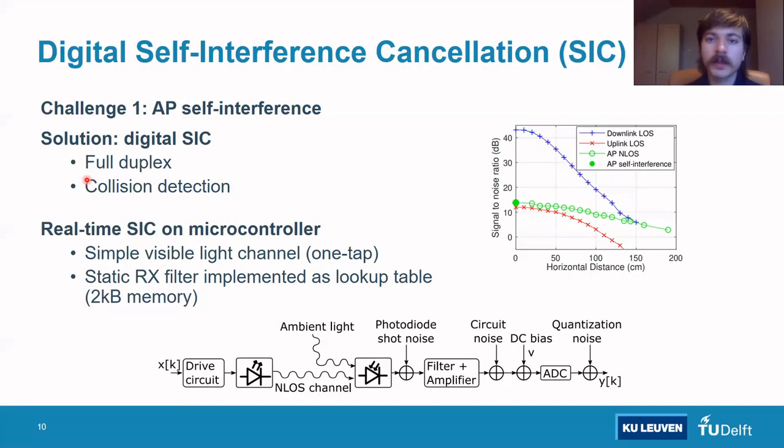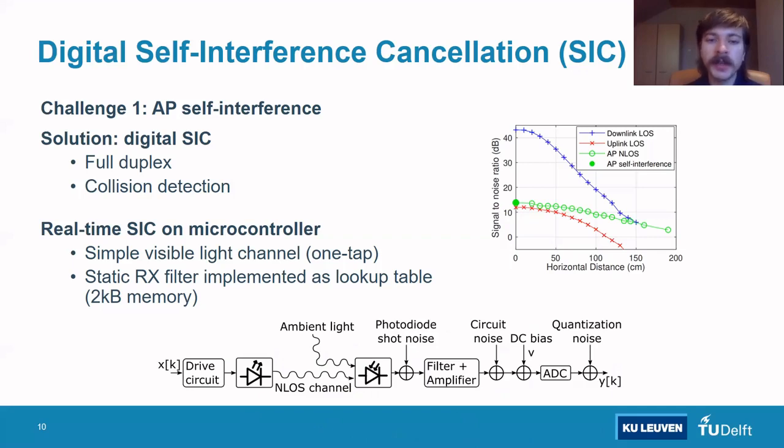To solve the first challenge, which was the AP self-interference, we developed a novel digital self-interference cancellation technique specifically for visible light communication. The microcontroller at each AP digitally cancels the AP self-interference, which enables full duplex and collision detection. The way it works is that the microcontroller computes an estimate of the self-interference signal using a model of the impulse response of the path between the AP LED and its own receiver. This path is shown in this figure. The microcontroller then cancels the AP self-interference by subtracting this estimated self-interference signal from the actually measured signal.